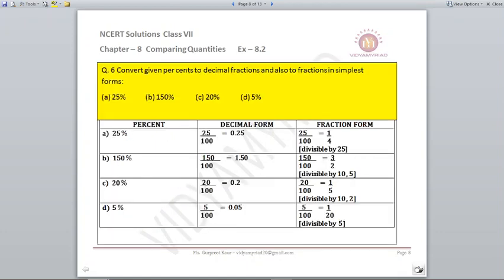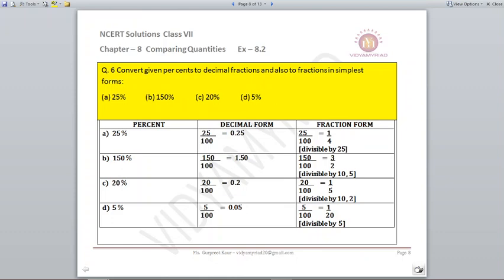Question number 6. Convert given percents to decimal fractions and also to fractions in simplest form. Now we are given 25%. How are we going to write this 25%? It will be written as 25 upon 100. Just divide it. If you know how to put the decimal, it will become 0.25. This is the decimal form. Next is the fraction form. 25 of 100 is divisible by 25. So it can be written as 1 upon 4.